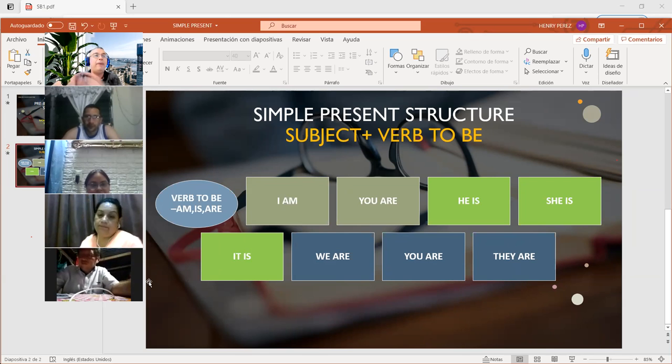Esto les va a ayudar para el futuro que vamos a llegar después allá, más allá. But for right now, you're going to practice the verb to be. And I want you to get familiarized, que ya estén sólidos como es. Remember, si dicen una profesión, ¿qué van a decir antes? A or AN, right? I am a teacher. I am a doctor. I am an engineer, right? So remember to put el artículo, the article in front of it.